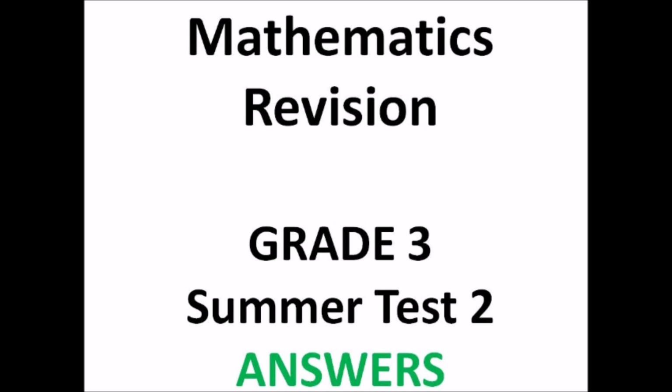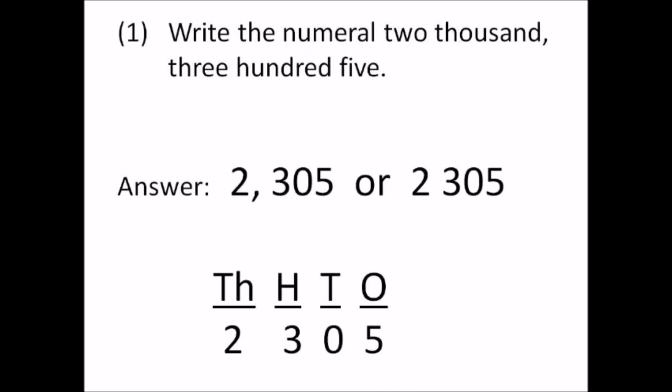Okay, I gave you enough time to work out the questions. Now just match them up to the answers and give me a score at the end. Number 1, the numeral 2305 is 2,305 or 2 space 305.